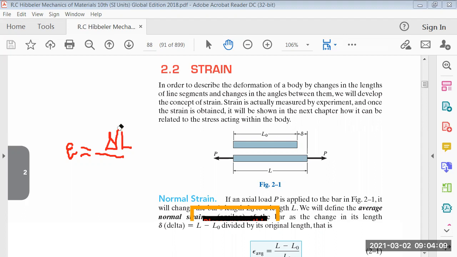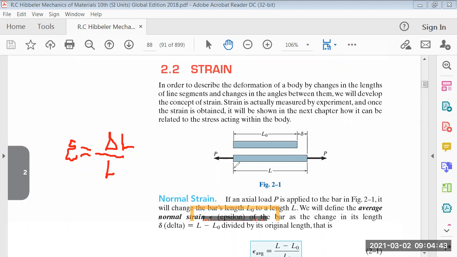delta L over L, a change in length over L. So this is strain. Anyway, this is epsilon equal to delta L over L.